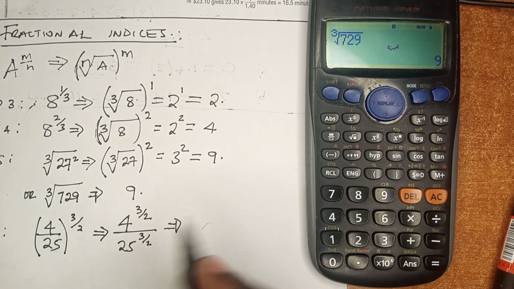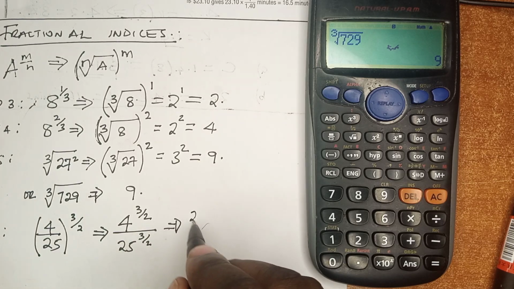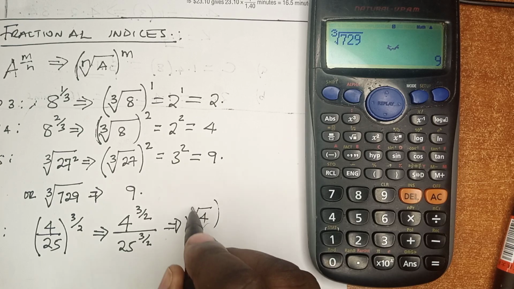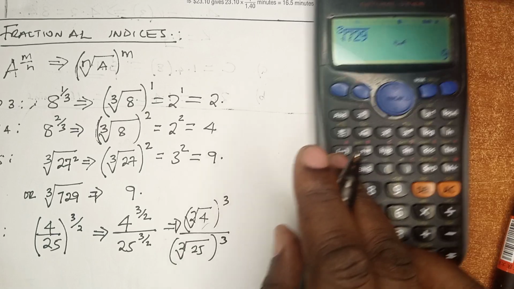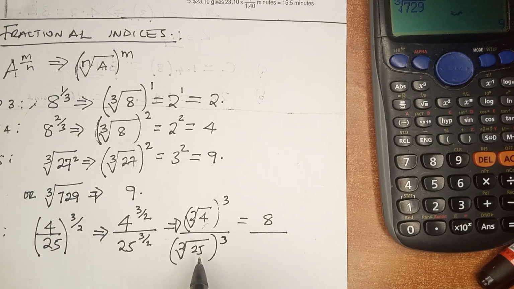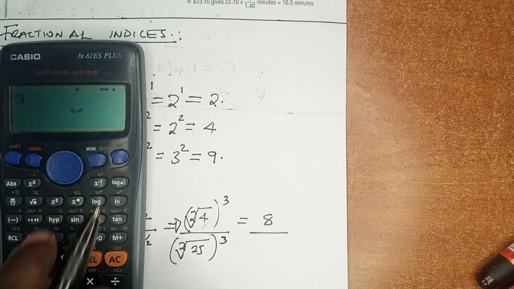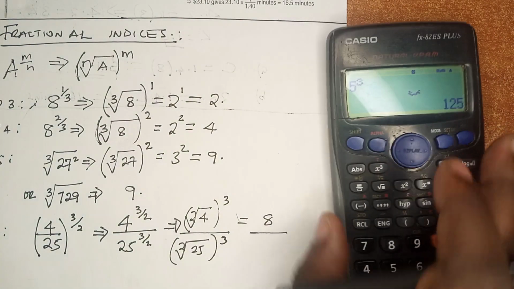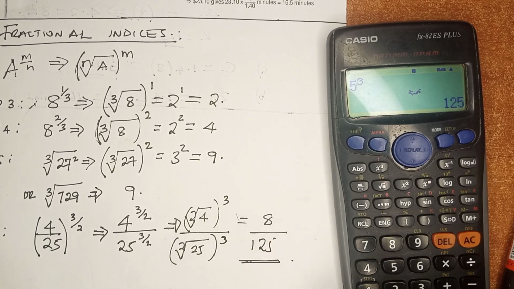So the square root of 4, because 2 happens to be at the denominator, which again we cube, all over the square root of 25, which again we cube. And the square root of 4 is 2, 2 cubed is 8, all over the square root of 25 is 5, 5 cubed is 125. And that is the end of that text.